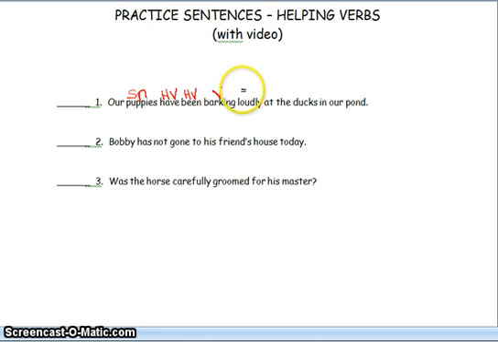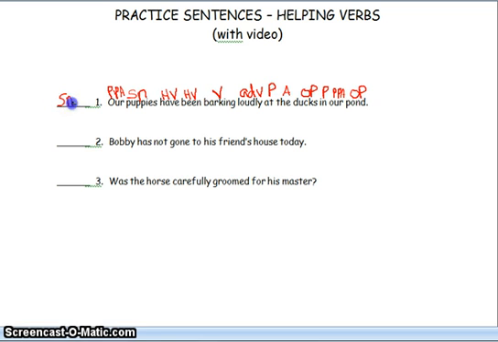Have been barking how? Loudly. Adverb. At, preposition. At what? Ducks. Object of the preposition. In, preposition. In what? Pond. Object of the preposition. Whose pond? Our pond. Possessive pronoun, adjective. The, article, adjective. Whose puppies? Our puppies. Possessive pronoun, adjective.